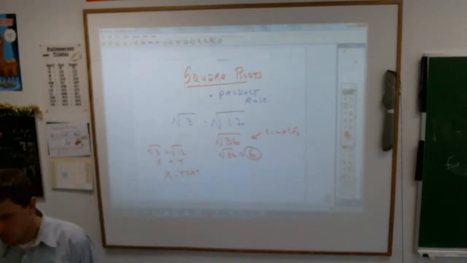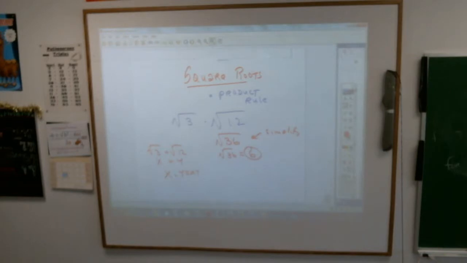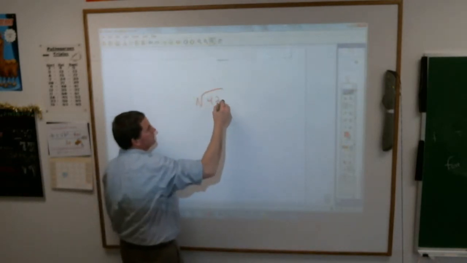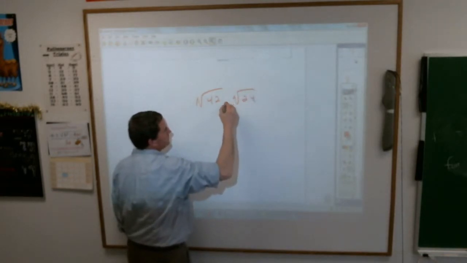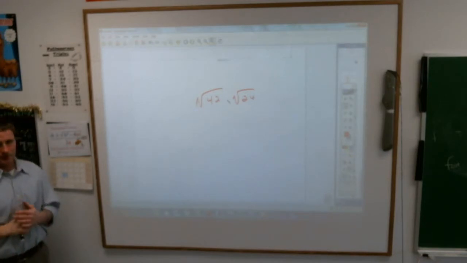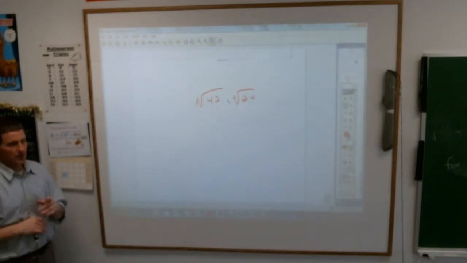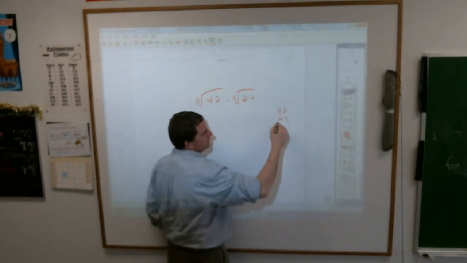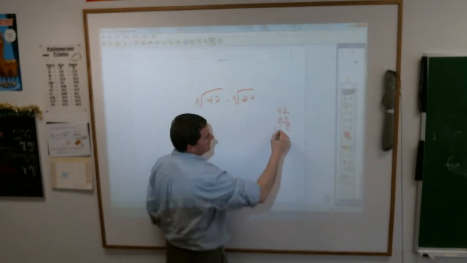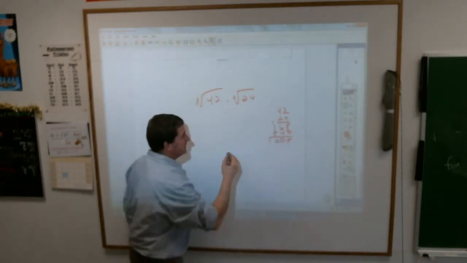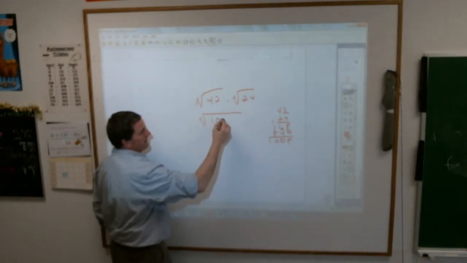They don't always work out nicely. For example, if I had the square root of 42 times the square root of 24. I'm going to do this out, and then I hope you can think about why it's a little redundant to multiply this out. What do I get when I multiply the square root of 42 times the square root of 24? Well, 42 times 24 is 1008. I get the square root of 1008.